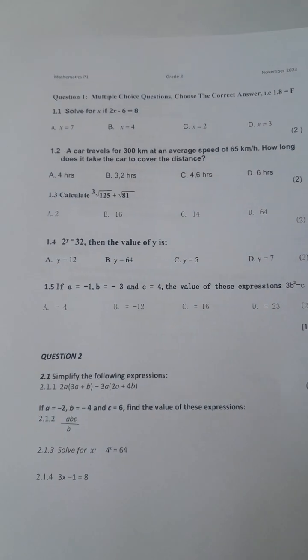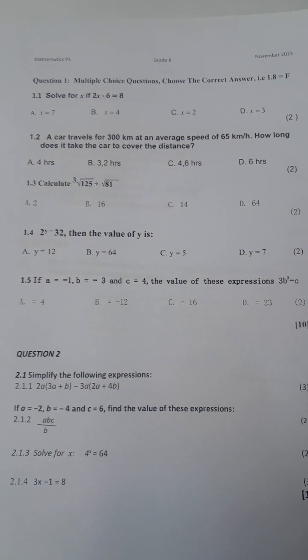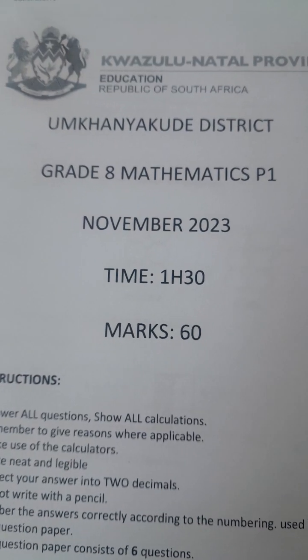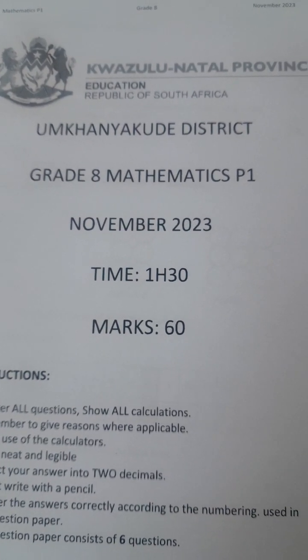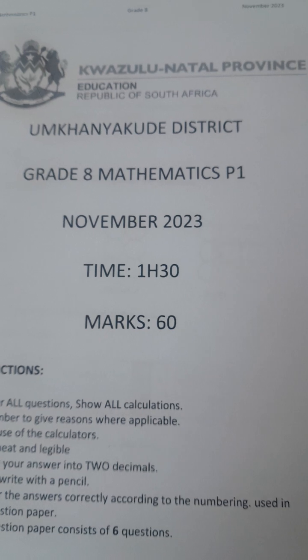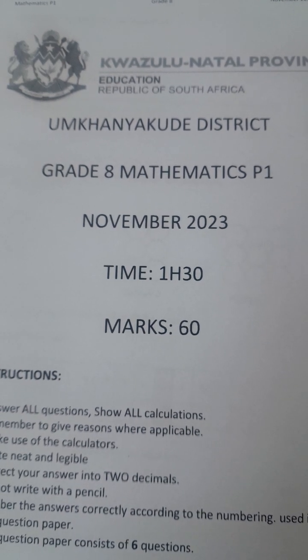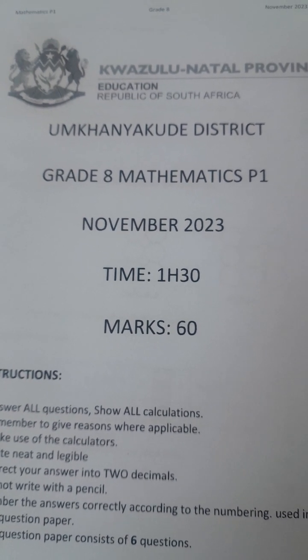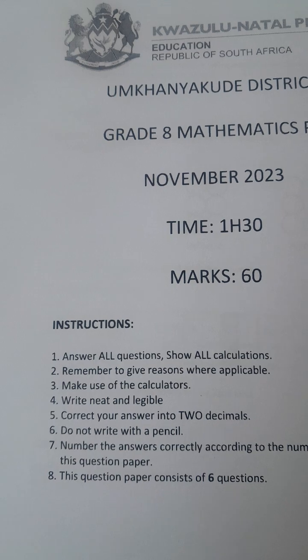All right, so here's some multiple choice questions. This is a grade 8 paper that was actually written at the Umkhanya Kude District, grade 8 mathematics paper 1, November 2023. Time allocated is 1 hour 30 minutes and the marks 60.